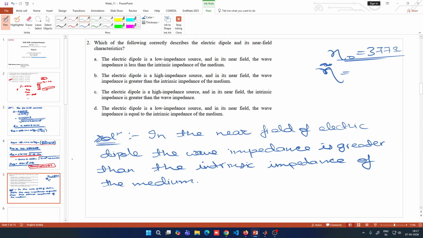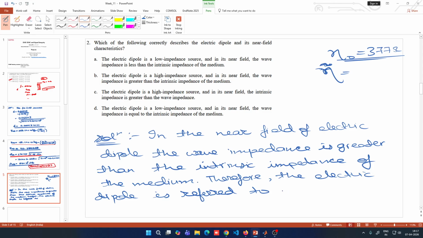Therefore, the electric dipole is referred to as a high impedance source.